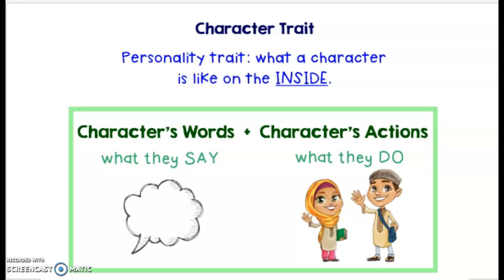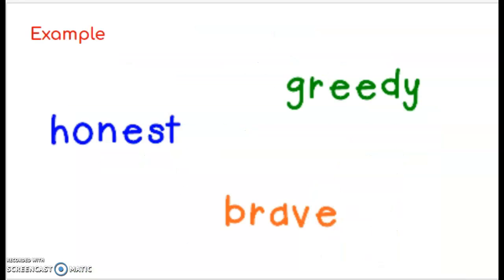We notice their actions. I'm going to show you an example of this using the words honest, greedy, and brave. These are three character traits that we have learned about. We are going to listen to an example and we are going to decide what character trait the character is acting like.